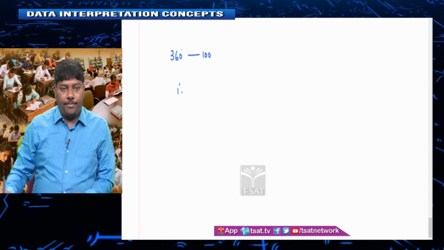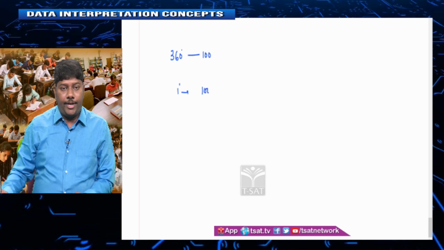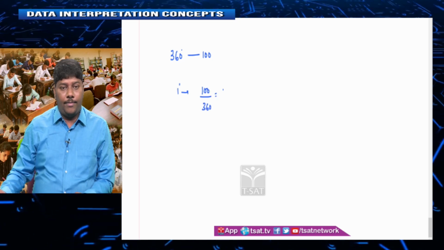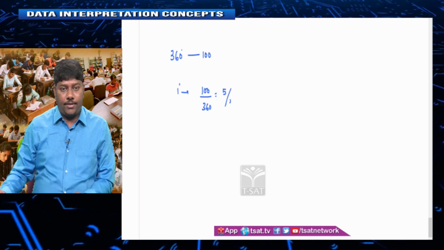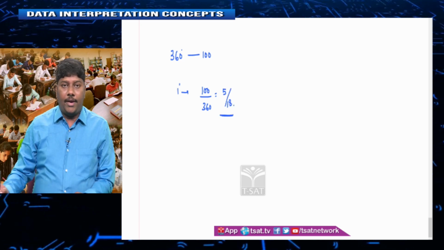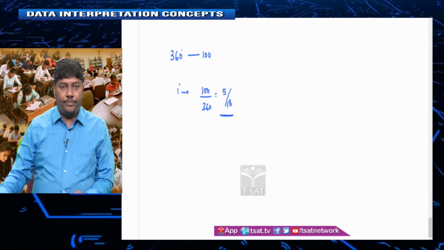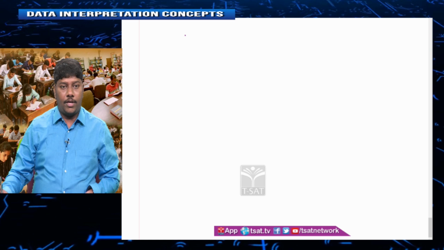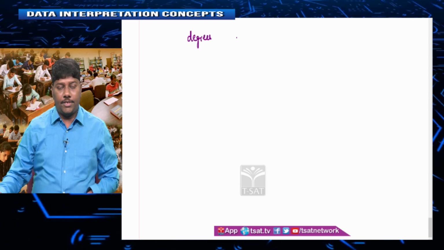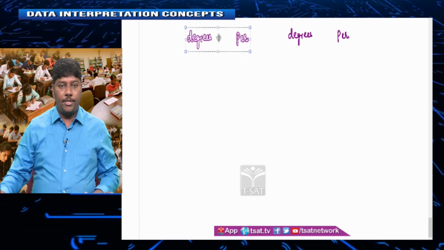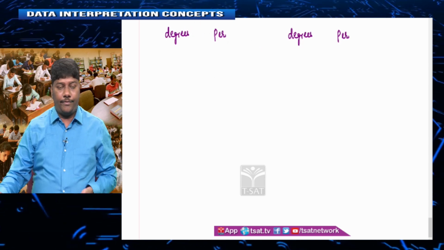So, what is 1 degree? We say 100 by 360, which is actually what? We'll multiply it with 5 by 18. Same as your time and distance. But the easiest way I'll tell you, take it as degrees and percentage. Remember two tables here, one is 18 and one is 5.